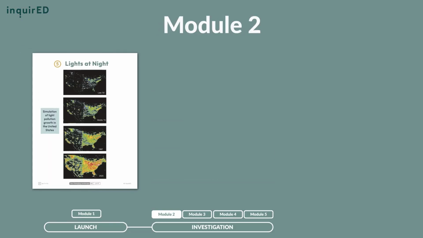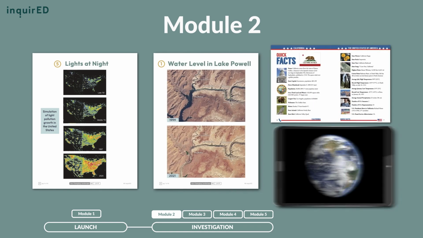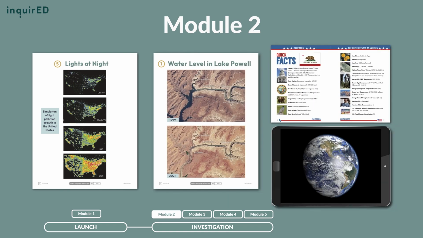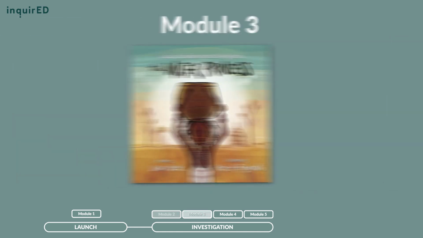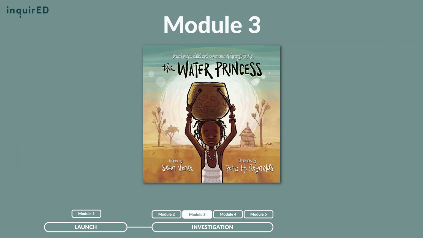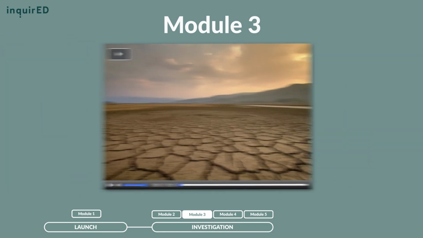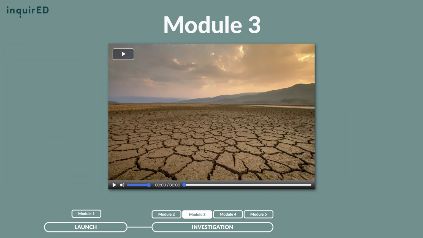In Module 2, students examine a variety of sources: maps, images of landforms, a book about their state, and an interactive web experience. They engage in a mingle-pair-share to discuss their findings and consider how and why landscapes have changed over time. In Module 3, students read aloud The Water Princess with Georgie Badia Liberty, watch a Crash Course Kids video about water scarcity, and examine a variety of texts.